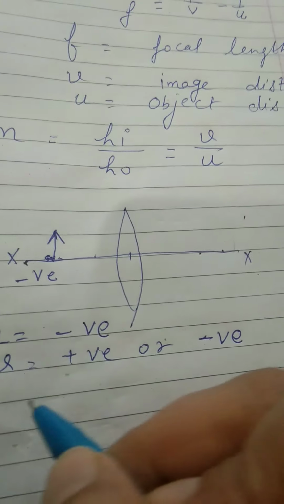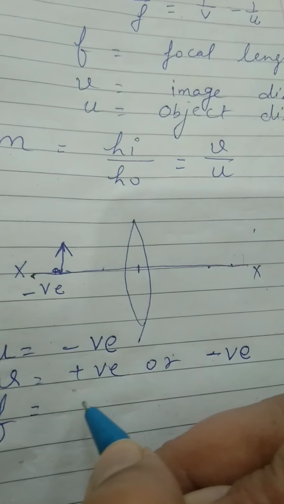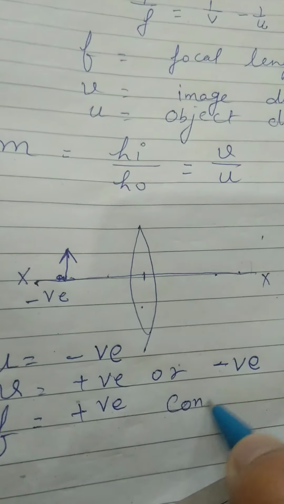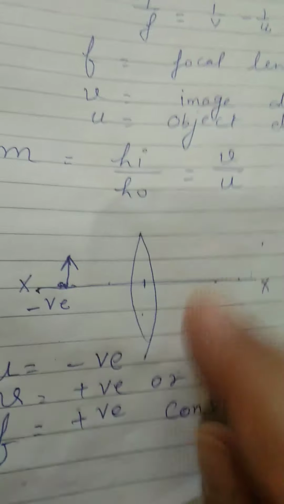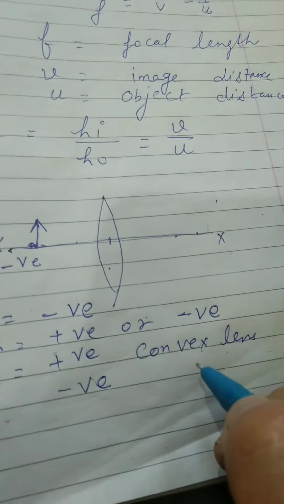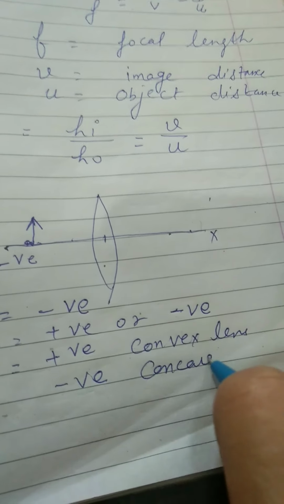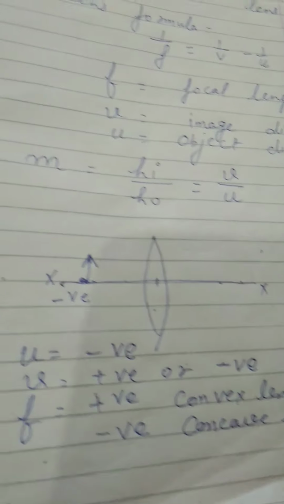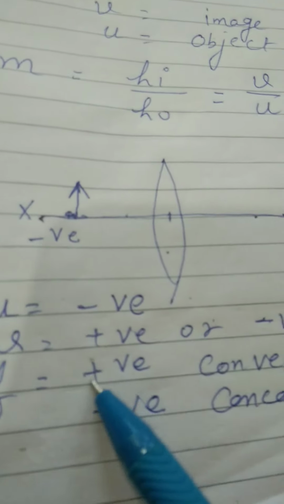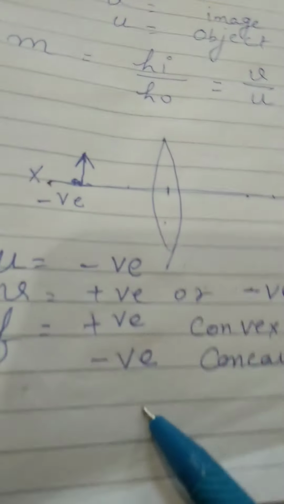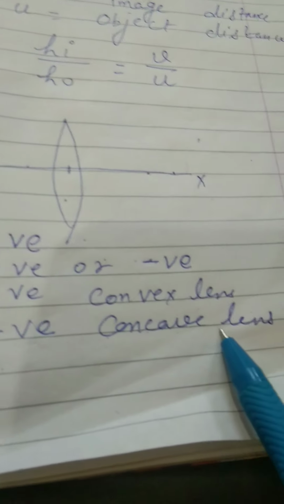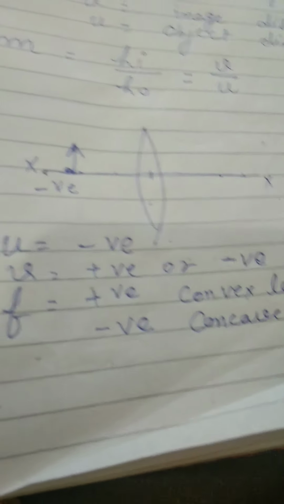Focal length is fixed. This is a convex lens. Focal length is positive for a convex lens and negative for a concave lens. It is fixed. The sign convention says that u is always negative for both the lenses, v can be positive or negative, and focal length is positive for a convex lens and negative for a concave lens. Is it okay to you?